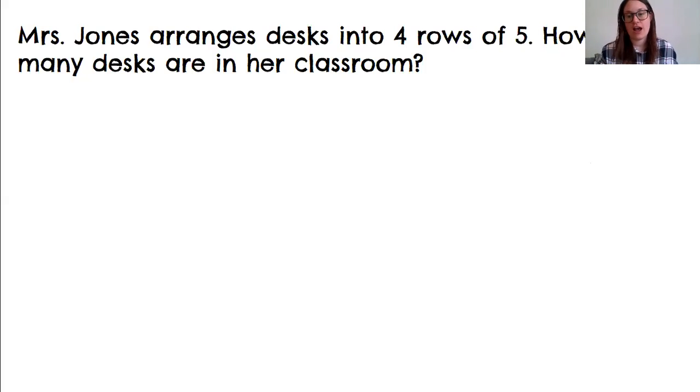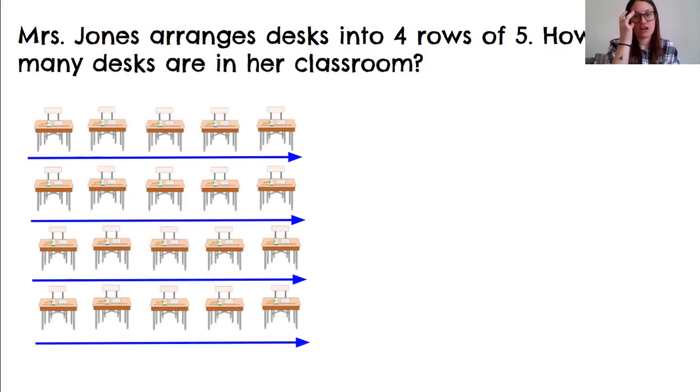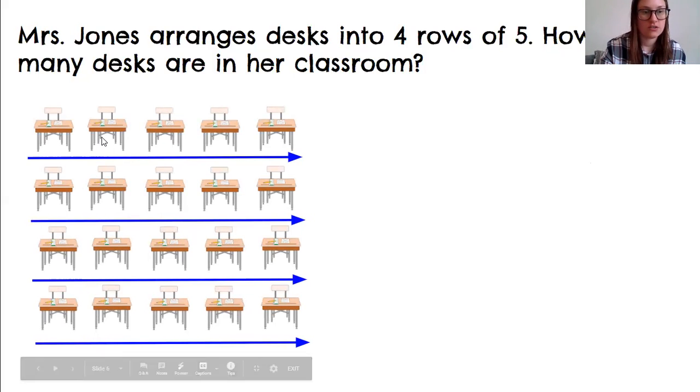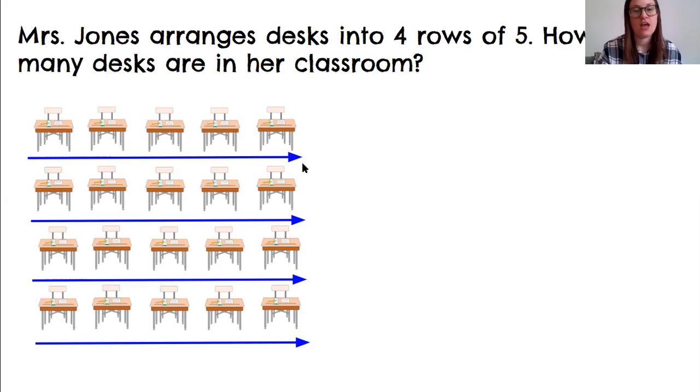Now for this problem, we're actually going to look at it 2 different ways. So let's go ahead and read it first. It says, Mrs. Jones arranges desks into 4 rows of 5. How many desks are in her classroom? So we're going to start after reading by making a picture. So I made 4 rows, 1, 2, 3, 4, and I put 5 desks in each row. 1, 2, 3, 4, 5. I drew an arrow underneath each row just to remind myself that rows go side to side.